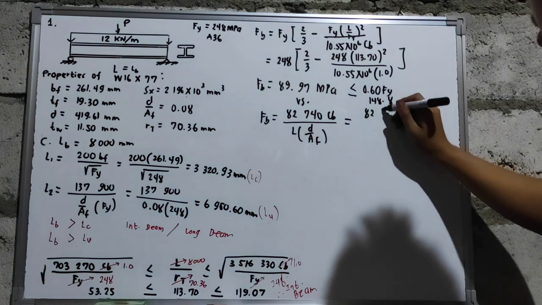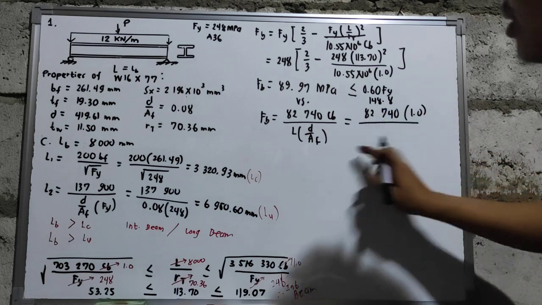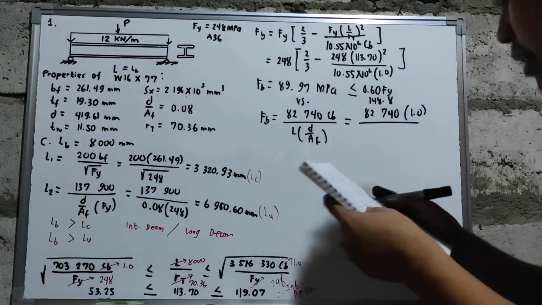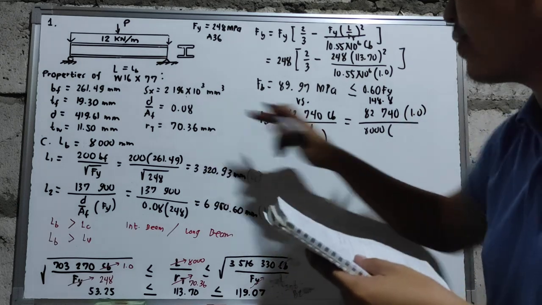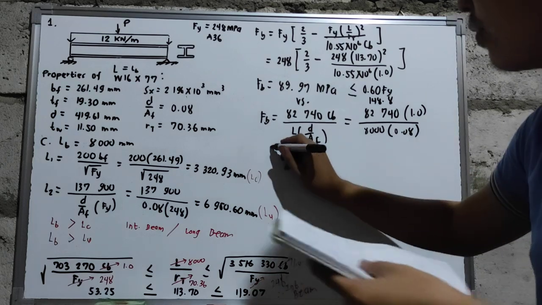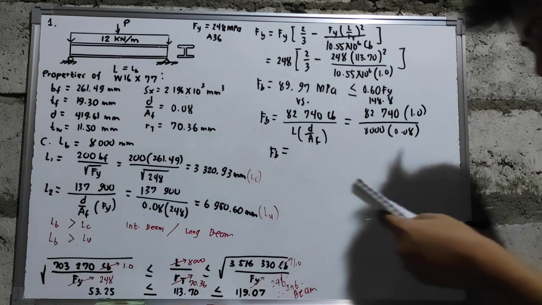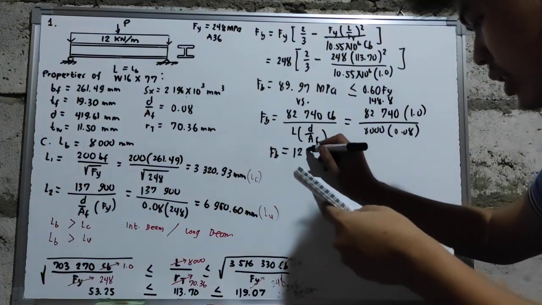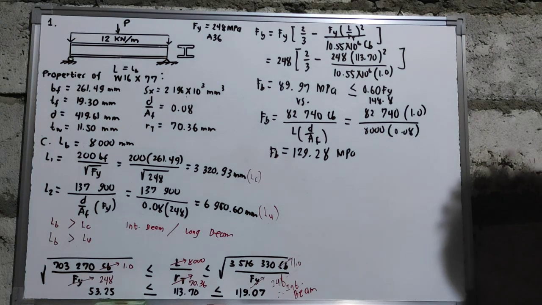So, 827.40, the value of CB is 1.0. Yung L natin is equal to 8,000. So, yung D over AF natin is 0.08. So, the value of your FB is now equal to 129.28 megapascal.